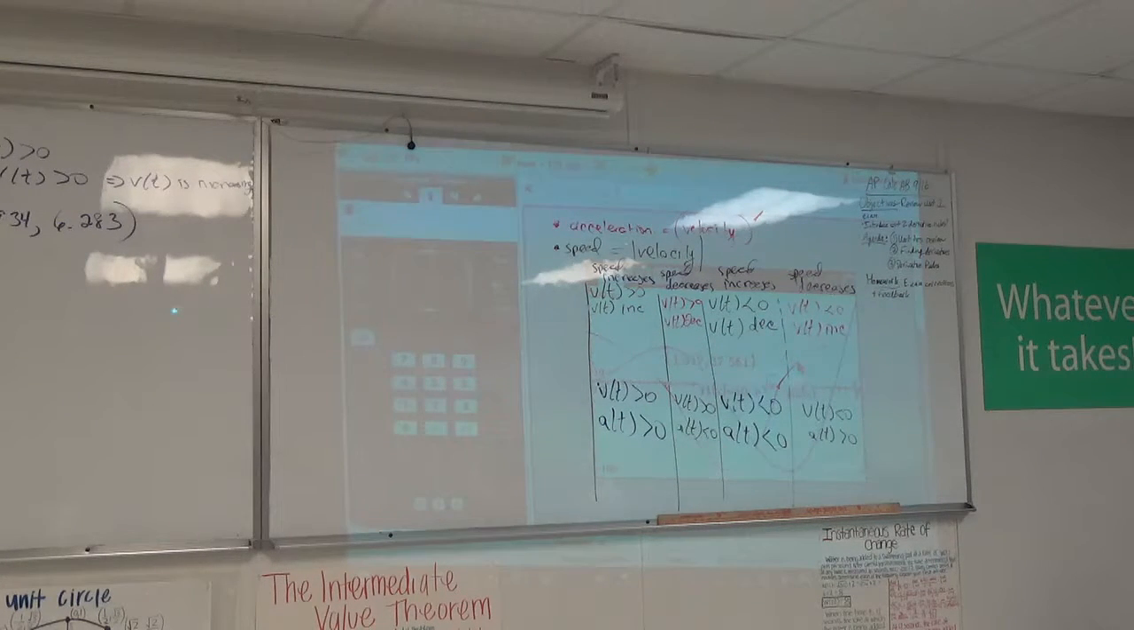But then little m has a cusp point, so M prime. Whenever you have a cusp point, your derivative cannot exist.